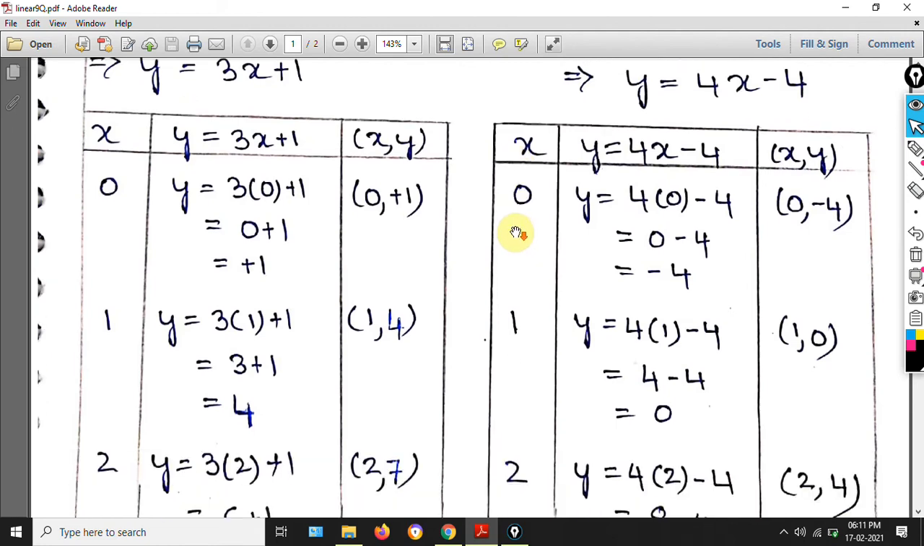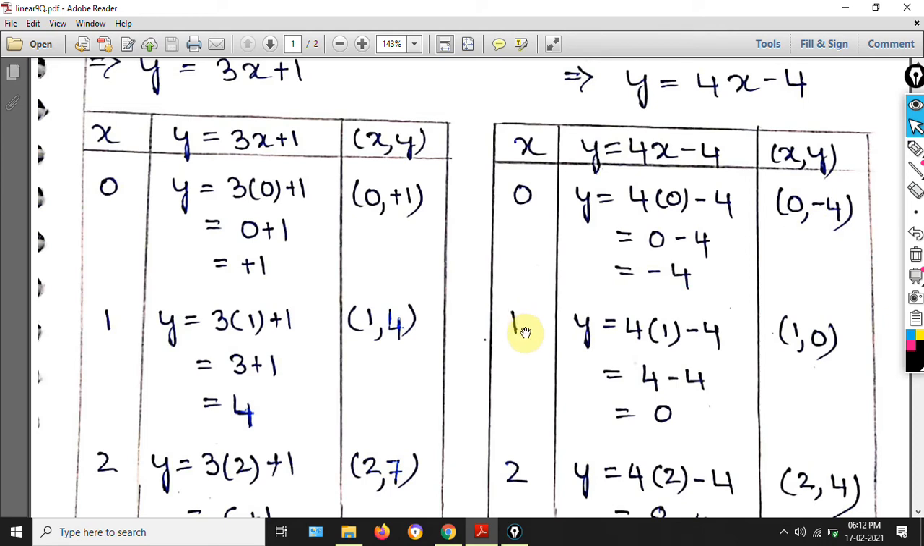I am taking x as 0. So y equals 4x minus 4. 4 into 0 is 0. Next, minus 4 will come as it is. From 0, if we remove 4, we will get minus 4. So the x value is 0 and the y value is minus 4. So we wrote 0 comma minus 4.